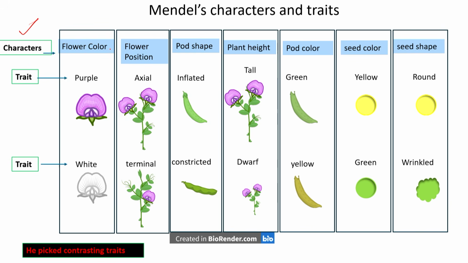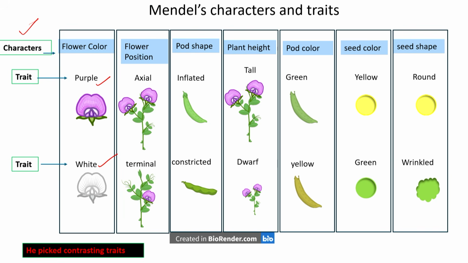Let's take the first example, flower color. He is talking about purple and white. A flower can have different colors, so what word did he use? He said flower color is a character, and in that character there are 2 traits. The flower is of purple color, one trait, and the flower is of white color, another trait, right? Just follow this. I'm sure you must be aware of the concept of gene and allele. So when he is talking about traits, he is talking about alleles, right?